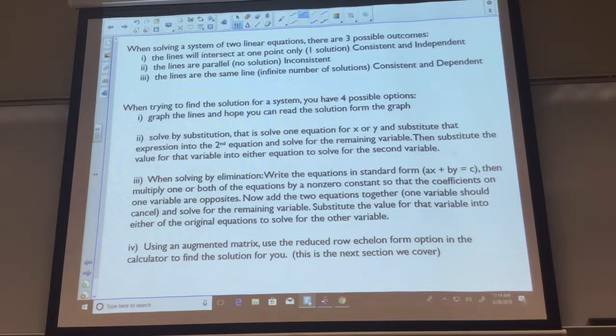It's possible that the two lines you put up might be the exact same line, described two different ways, in which case everything that satisfied the first equation also satisfies the second equation, so you come up with an infinite number of solutions to the problem. That's still a consistent system because you came up with an answer, but the two equations are now dependent upon one another because they're exactly the same equation.